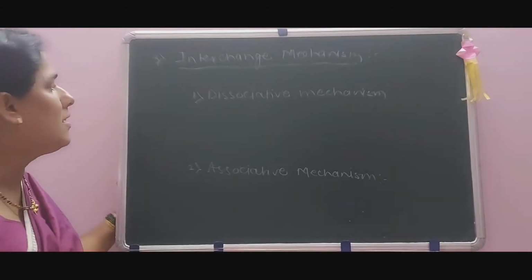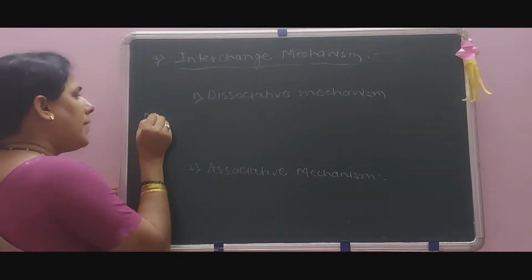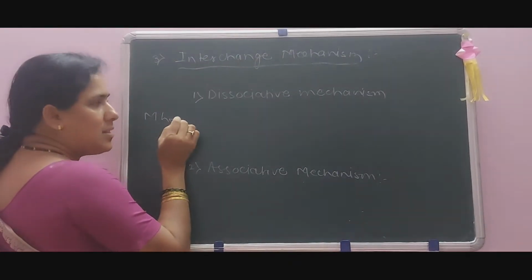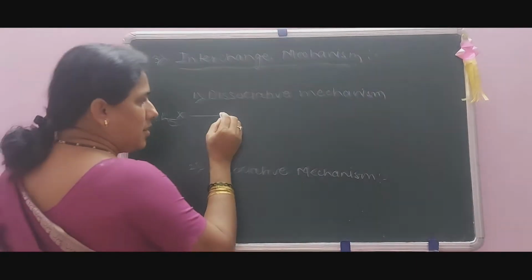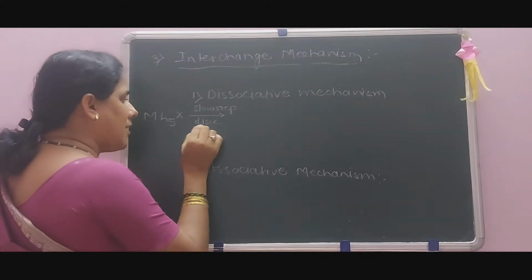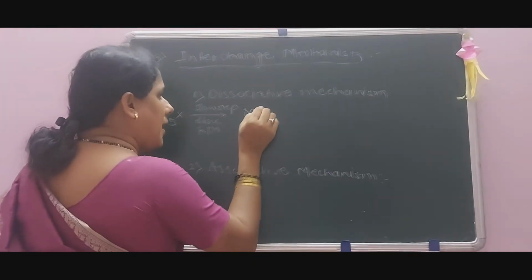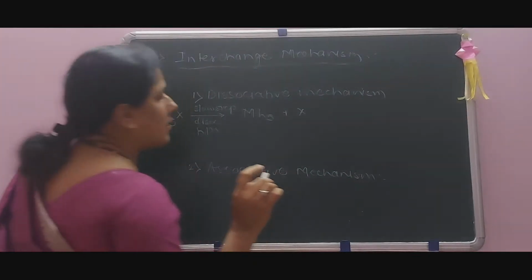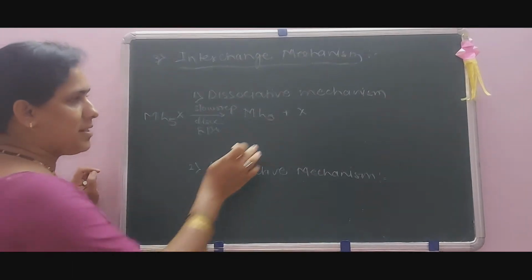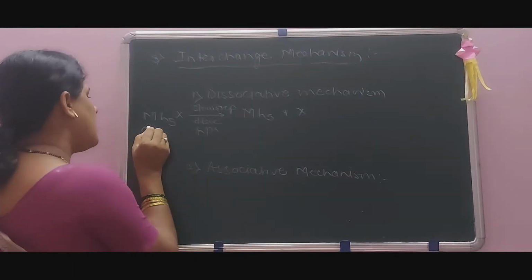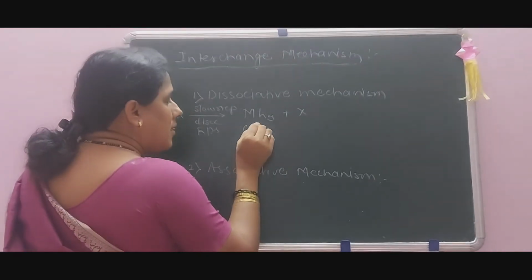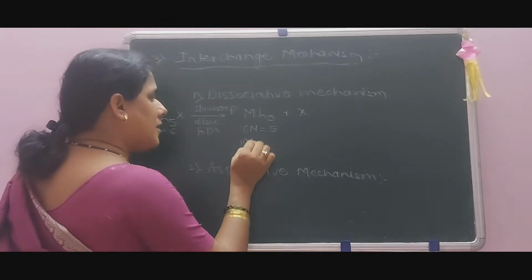Now what happens in the dissociative mechanism? For example, ML5X dissociates. This dissociation is a slow step, the rate determining step, giving ML5 plus X. The bond between the central metal ion and the leaving group X is broken, and the coordination number of this octahedral complex, which is 6, decreases by 1 unit to 5. This is called an intermediate.